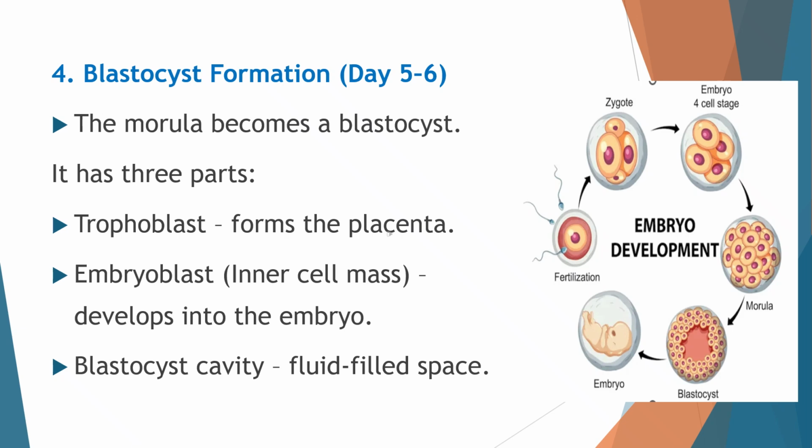So remember these 3 parts very clearly. The trophoblast forms the placenta, the embryoblast forms the embryo or the baby, and the blastocyst cavity is the fluid-filled space inside the blastocyst. This is a very important stage because the blastocyst is now ready for the next step, which is implantation into the wall of the uterus.